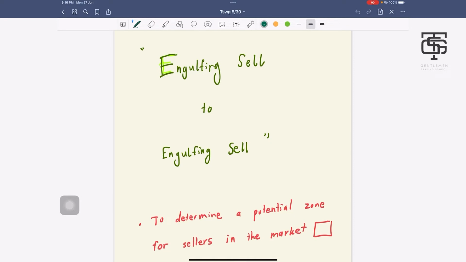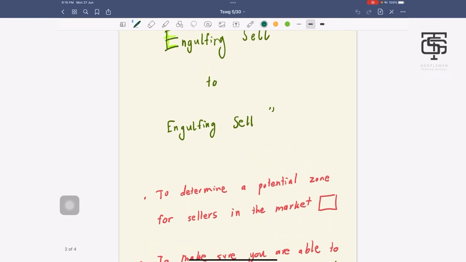Alright, so in this video, I will be sharing with you about the engulfing sell to engulfing sell setup. This is not really a strong confirmation, but it is much needed for you guys to understand the structure of an engulfing sell meeting an engulfing sell before we go into the advanced stuff. So let's get into it.